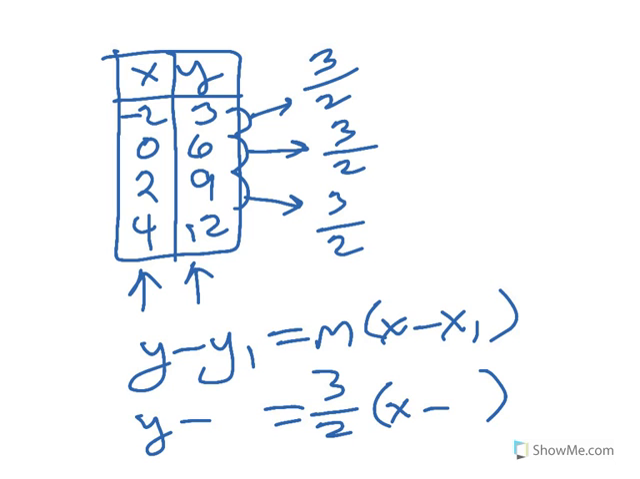So let's use (2, 9). y minus 9 equals 3/2 times the quantity x minus 2. Now I chose to use this point. You could have used any of the other points. (0, 6) is a nice point to use because it's going to be a simpler equation than we usually see. The 0 is going to cancel some things out and make things a little bit shorter.